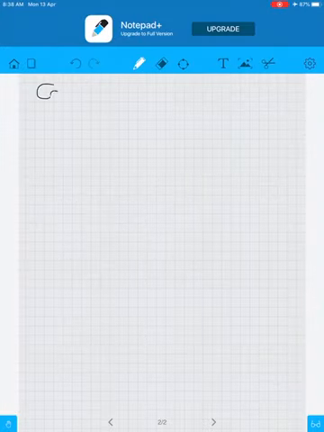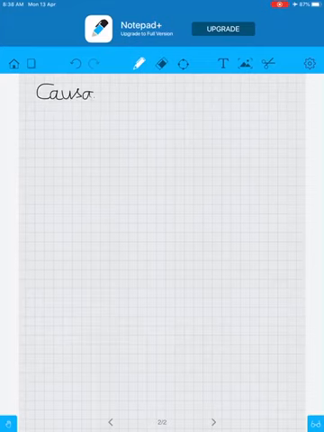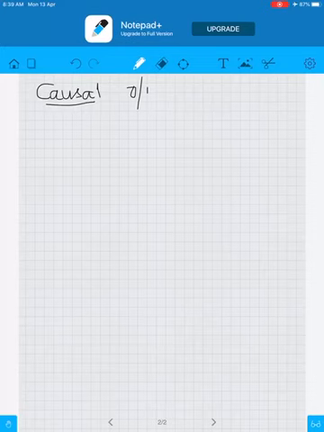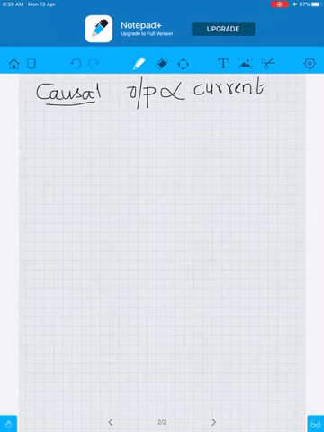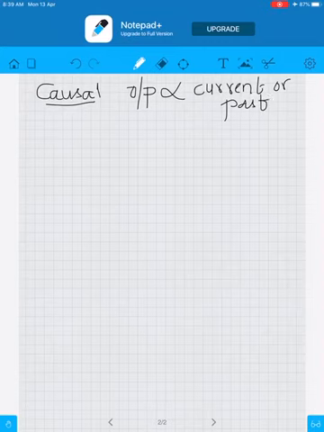Let us try to determine when we can say the system is causal. But before that, let us recollect from the input-output relationship when we can say the system is causal. If the output is dependent on the current or the past value, then the system is said to be causal. But if it is dependent on the future value, then the system is said to be non-causal.